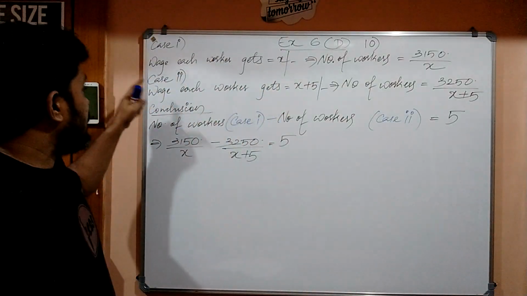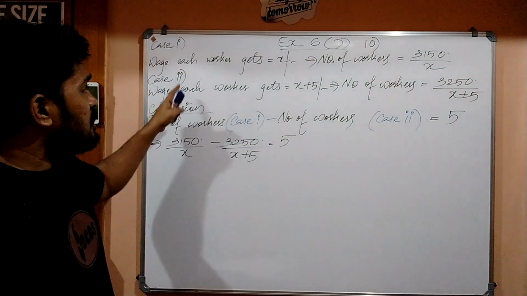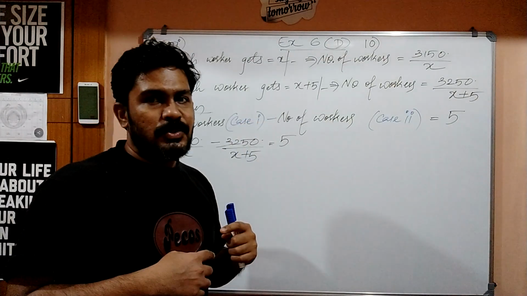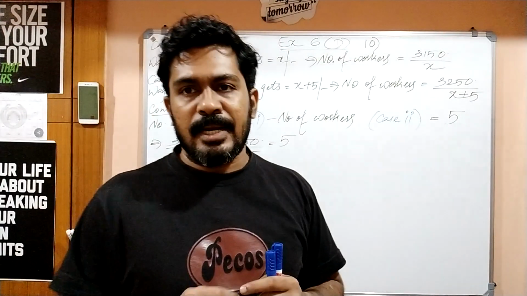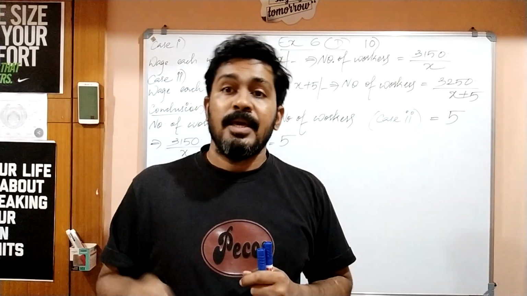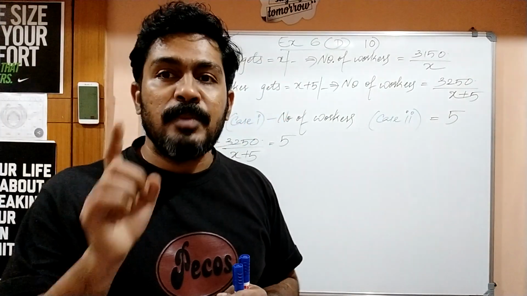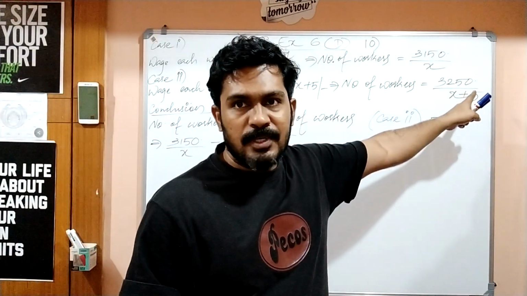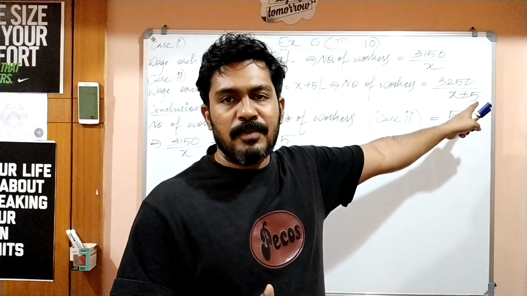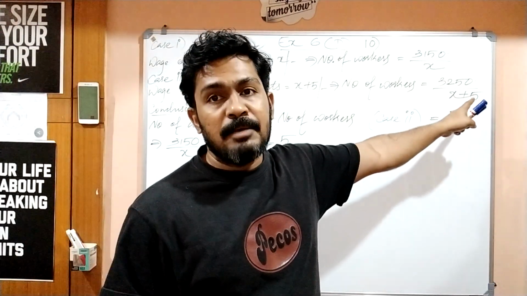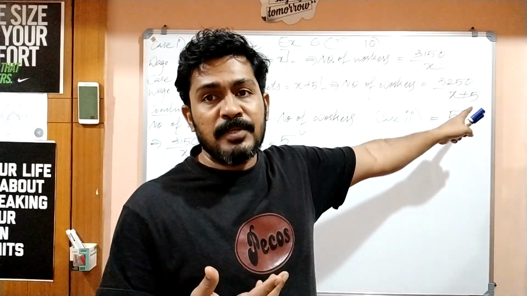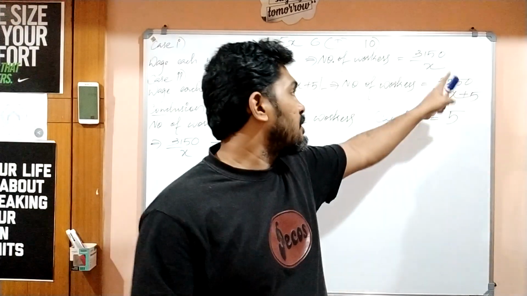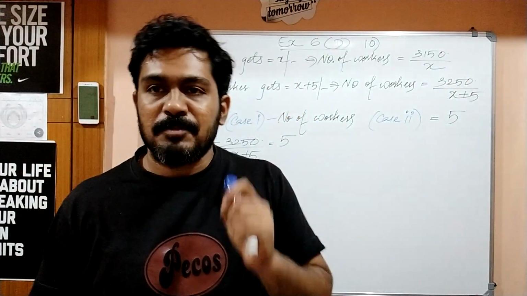Similarly, case number 2: the wage each worker gets is equal to X plus 5. As I told you before, in case number 2, the wage each laborer is getting is X plus 5 rupees. In that case, how many laborers would be there in the camp? Number of workers is equal to 3250, isn't it? Because they have mentioned that the owner of the company is increasing the weekly bill by 100 more rupees, that is equal to 3250, isn't it? So in that case, how many laborers would be there? 3250 divided by X plus 5.